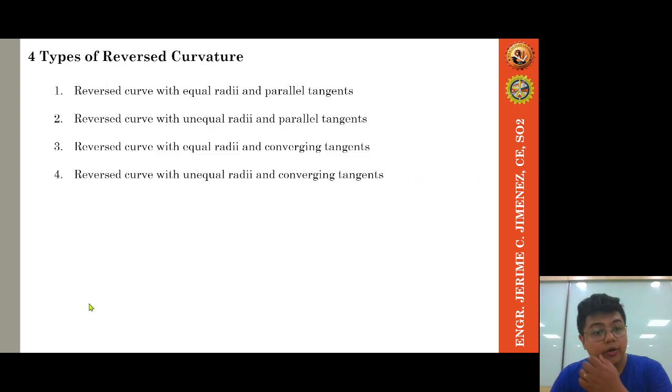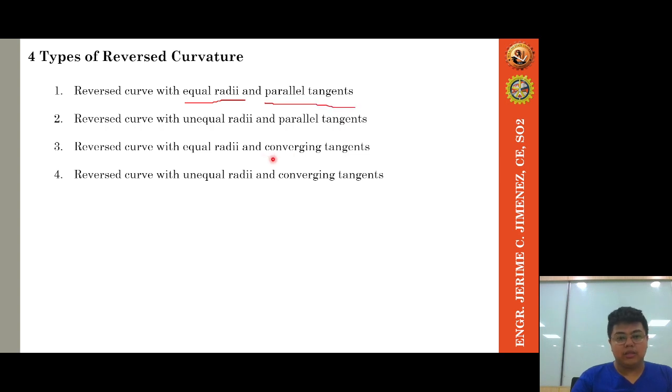Next, we have 4 types of reverse curvature. So essential ito because kailangan natin ma-identify muna kung ano-ano ba yung mga types of reverse curvature. So this will also ease the computation process natin. First, we have the equal radii and parallel tangents. Next, we have an unequal radii and parallel tangents. Okay, we have also equal radii and converging tangents. Okay, we have also the unequal radii and converging tangents.